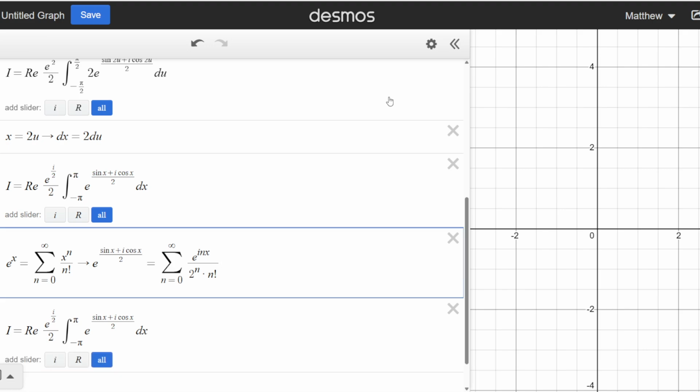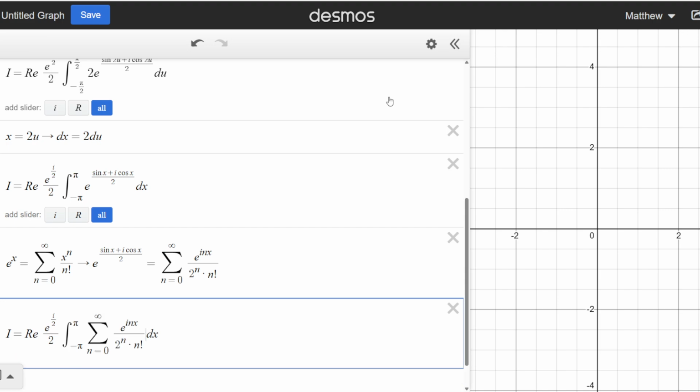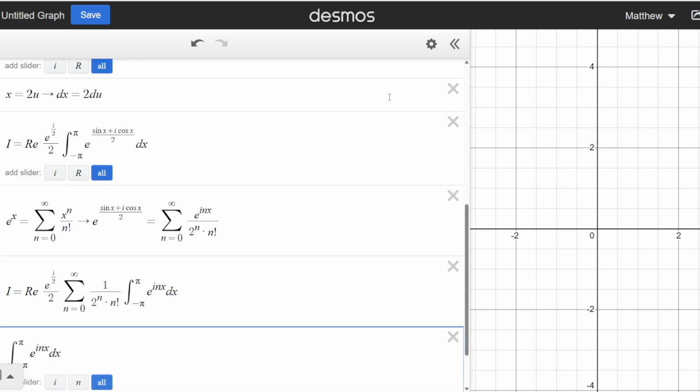So we replace this with this. And now what can we do? We can switch the integration and summation notations and bring out everything that doesn't have to do with our x terms outside. So that's going to be 1 over 2 to the n times n factorial. Well, now we just have to evaluate this integral. Let's go ahead and do that.